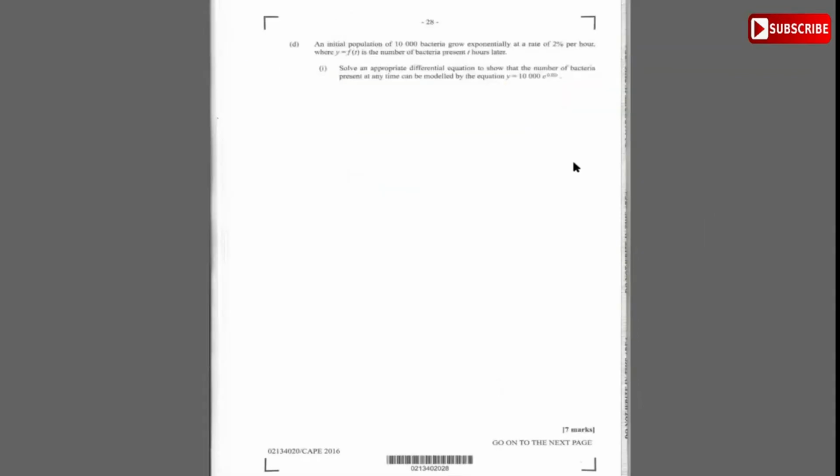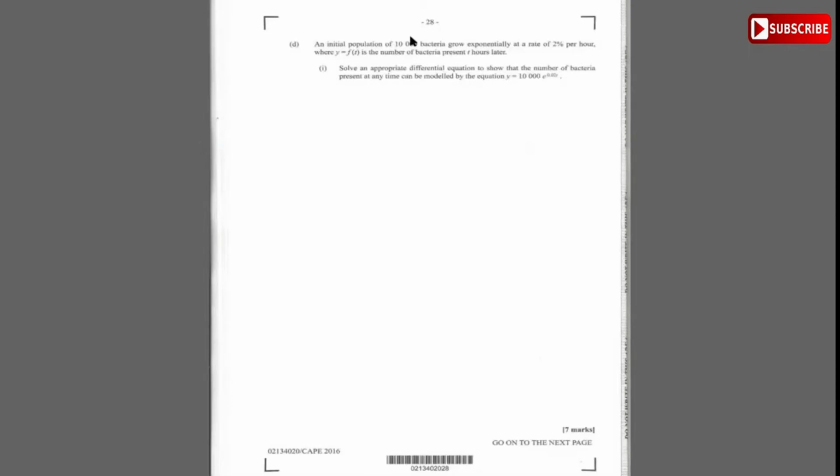All right, part D. Part D says an initial population of 10,000 bacteria grow exponentially. Let's read that again. An initial population of 10,000 grew exponentially at a rate of 2% per hour, where f of t is the number of bacteria present t hours later. Solve an appropriate differential equation. Show that the number of bacteria present at any time is this.